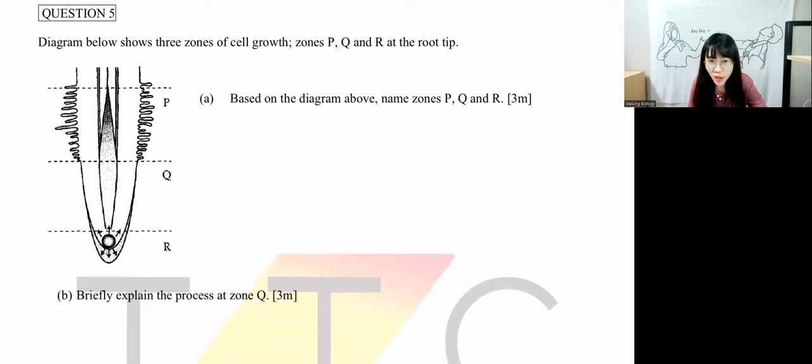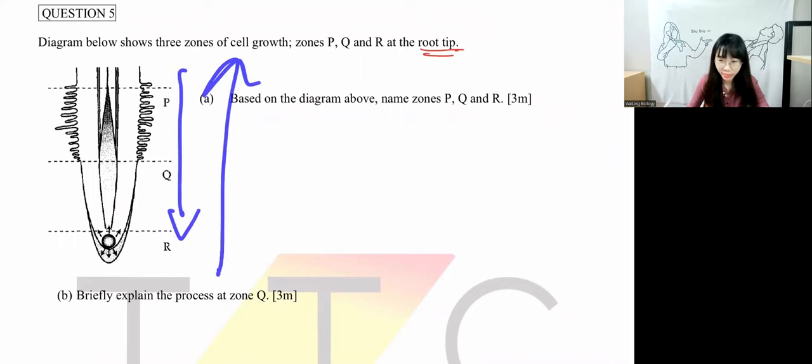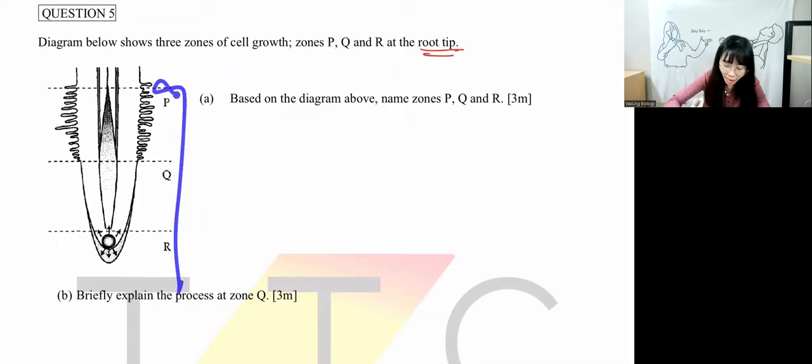Diagram below shows three zones of cell growth. Zone P, Q, R at root tip. This is a root tip. Root tip means that we have to look downwards or upwards, guys. We have to look upwards in sequence. So this is in sequence.